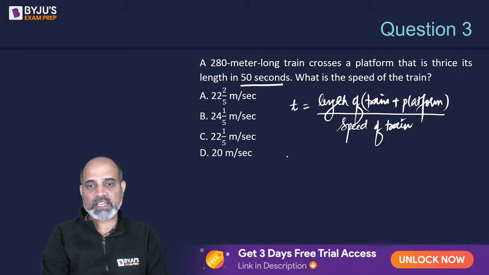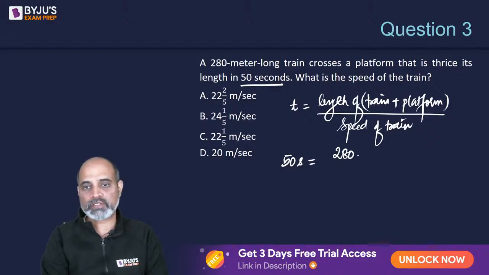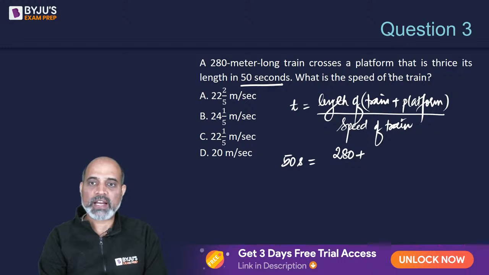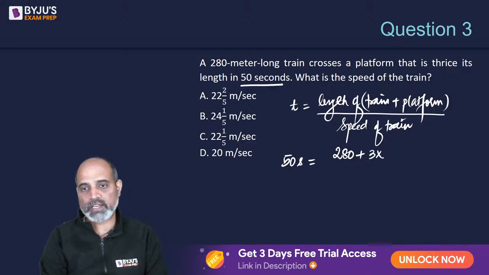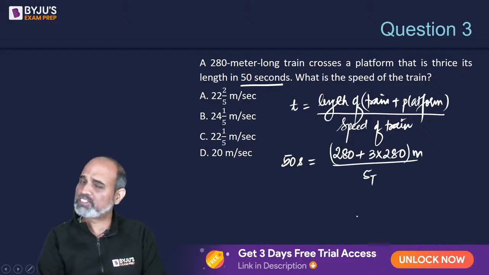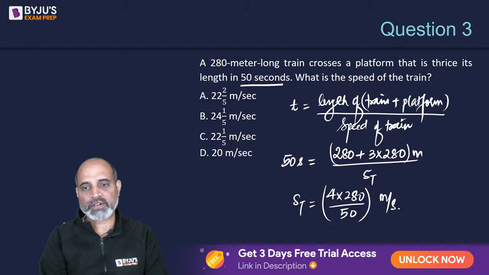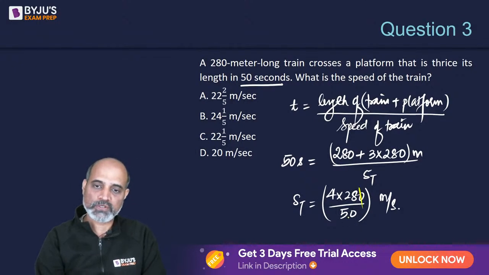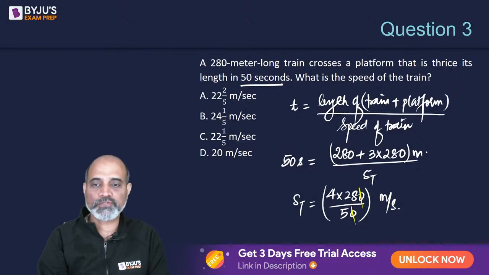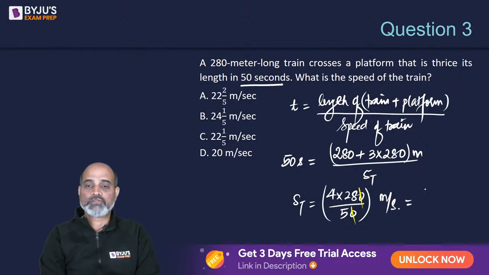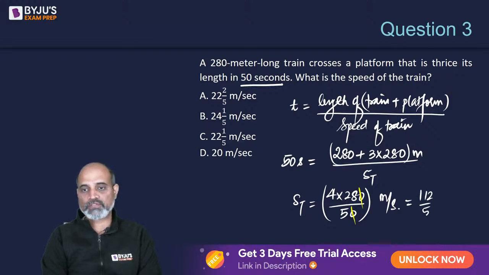Now, time is given as 50 seconds. Length of the train is given as 280 meters. And platform is given as 3 times 280, these many meters. And speed of the train is what we need to find out. Let's call it ST. So if we cross multiply, we will have ST is equal to 4 times 280 out of 50 meter per second. One of the zeros or the tens will cancel out, so we will be left with 28 into 4, which is going to be 112 by 5 meter per second.